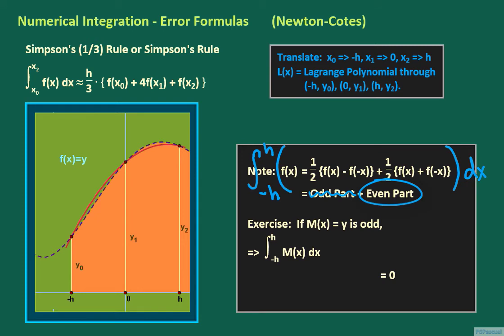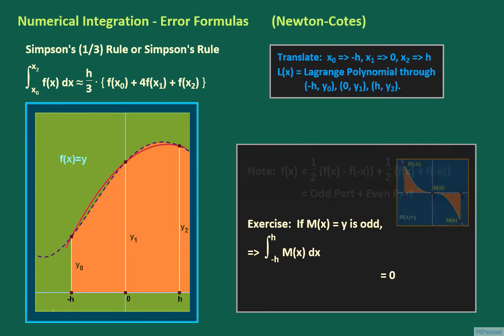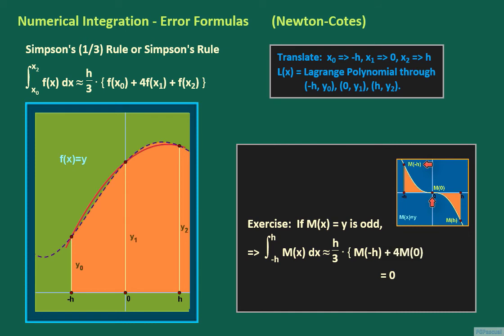Now, what about Simpson's rule? How does the odd part of a function affect the Simpson's rule formula? Let us take another look at our odd function capital M. Estimating the integral of capital M from minus h to h using Simpson's rule, this is approximately equal to h over 3 times m evaluated at minus h plus 4 times m of 0 and plus m of h.